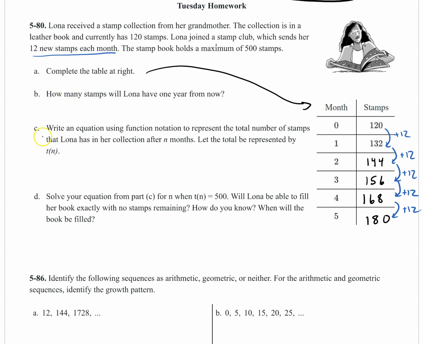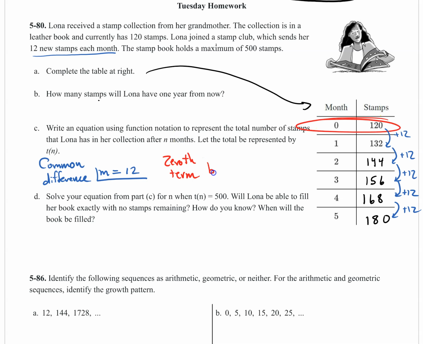Part B, I'm actually going to do part C and come back to part B. Write an equation using function notation to represent the total number of stamps that Lana has in her collection after n months. Let the total be represented by T of n. Well, the common difference is something we already found. M equals 12. And the 0th term is 120. Okay, so you just write the equation as T of n equals 12n plus the starting value, or the 0th term in this case.